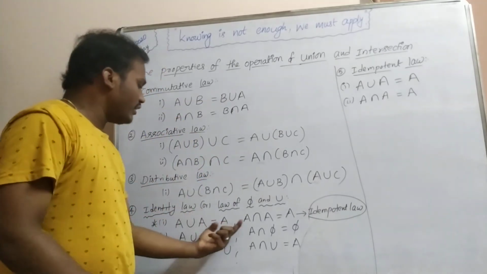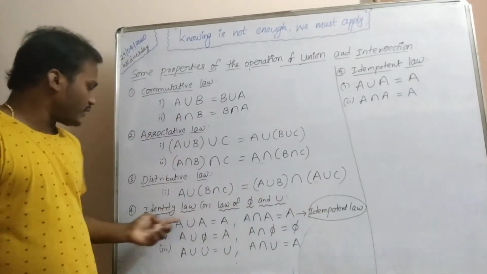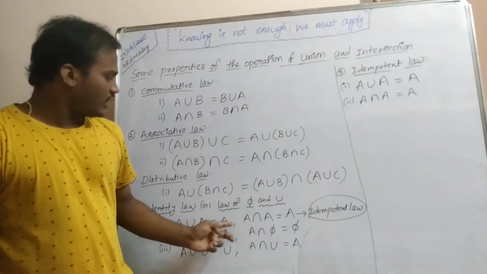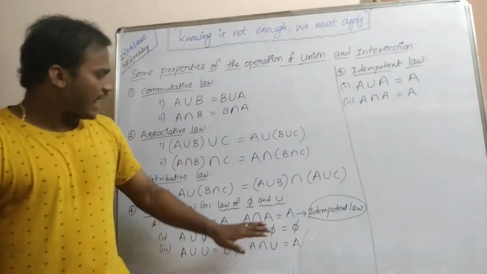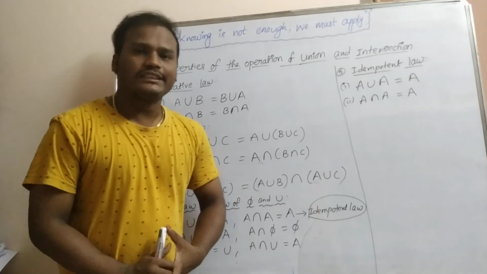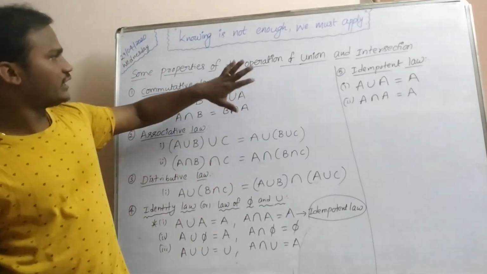So I have included this here. You can write separately A union A is equal to A and A intersection A is equal to A, the idempotent law. I included it in the identity law. Please check it. Okay, so these are the properties.